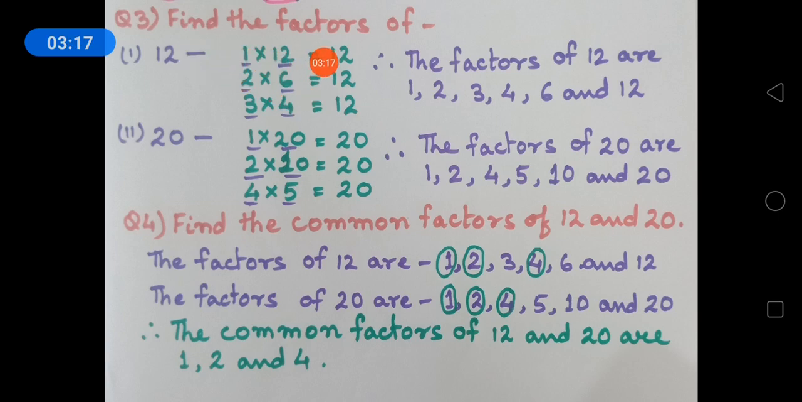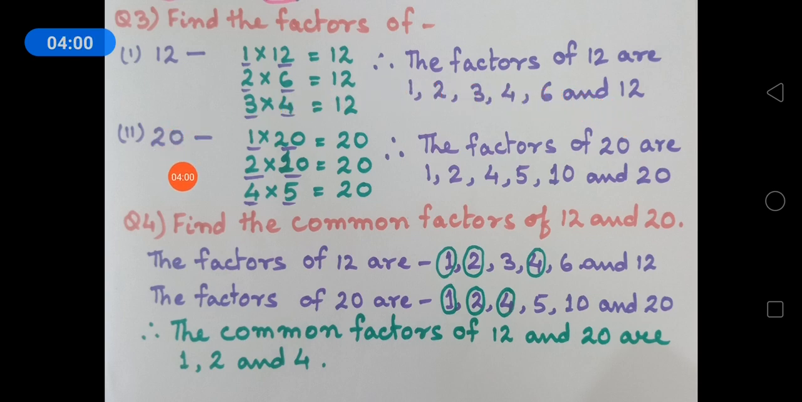Now next question, find the factors of 12. So we can write in this way, 1 into 12 is equal to 12, 2 into 6 equal to 12, 3 into 4 is equal to 12. So 1, 2, 3, 12, 6 and 4, all these are factors of 12. So the factors of 12 are 1, 2, 3, 4, 6 and 12. 12 itself is a factor of 12 because if we divide 12 by 12 we will get 1. Okay, 12 completely divides 12.